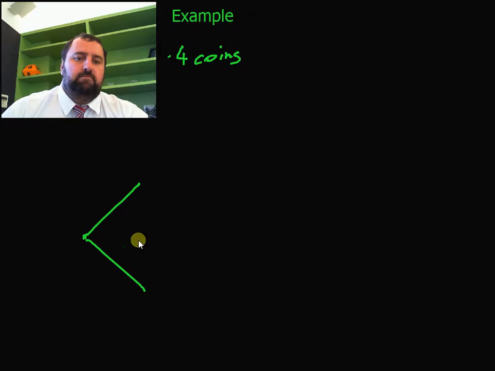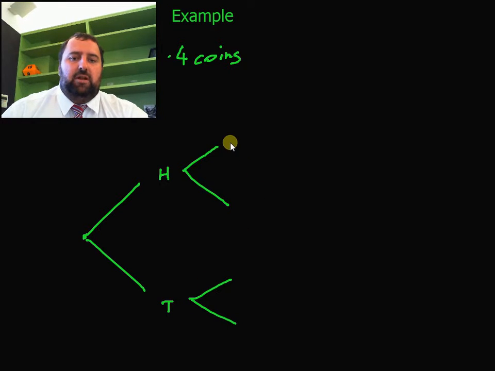Okay, so coin 1, that's pretty straightforward. I can have heads or I can have tails. Notice that for these first ones, I split them out a fair bit, because as I go further and further along, these options will get closer and closer.